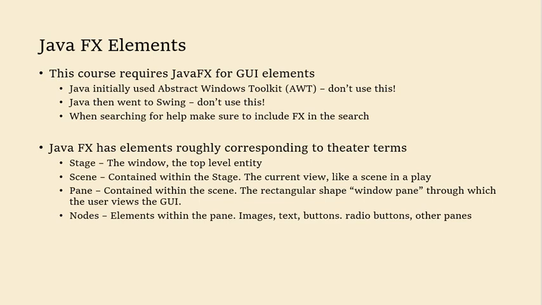And inside that stage, you put a scene. And inside that scene, you can put different window panes in order to have visibility into different parts. And we'll talk about why that makes sense. Within the panes, then you put the actual visual elements. These are called nodes. It's the generic term for them. Nodes are things like images and text boxes and radio buttons and even other panes. You can put panes inside of panes.